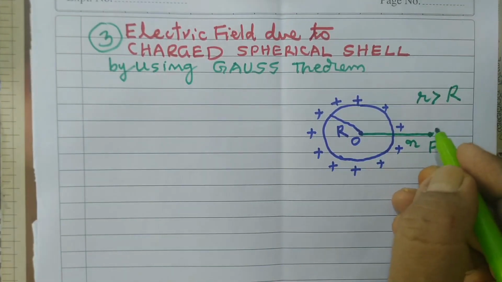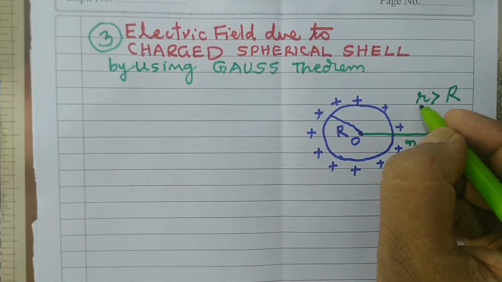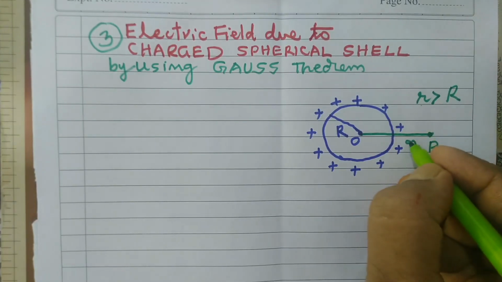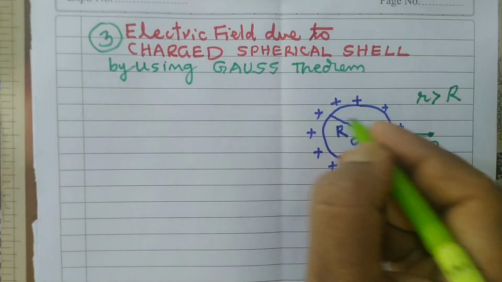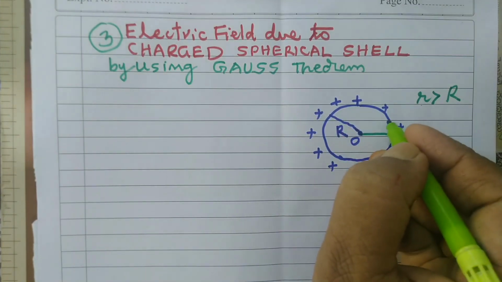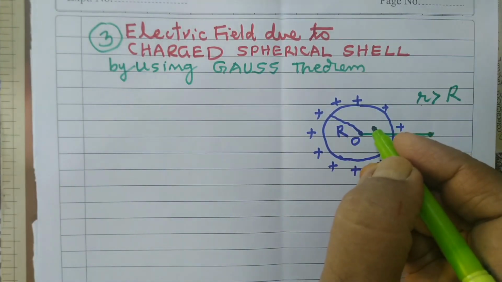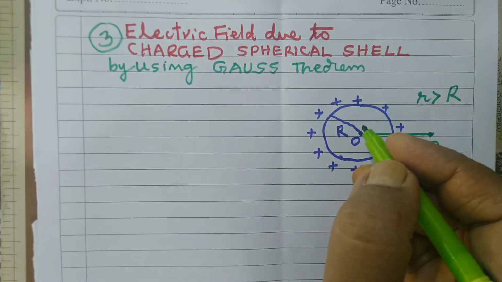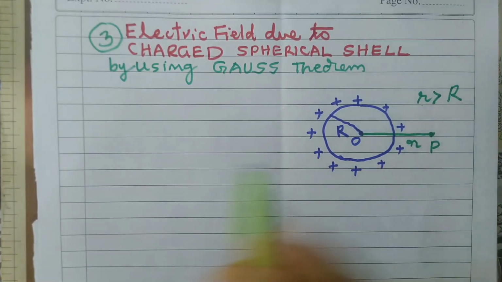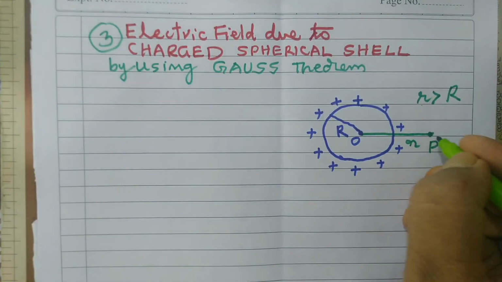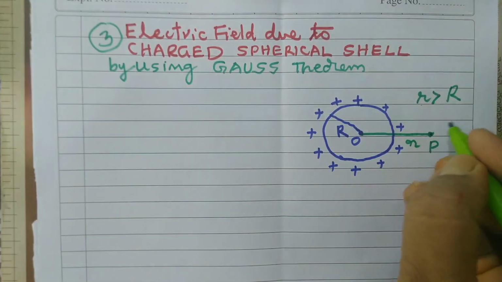Here you must know the clear difference between small r and capital R. Small r is the distance of the point P, where we would like to find the electric field. Capital R is the radius of the spherical shell. Do not interchange these, at the time of learning and at the time of examination also. It confuses.